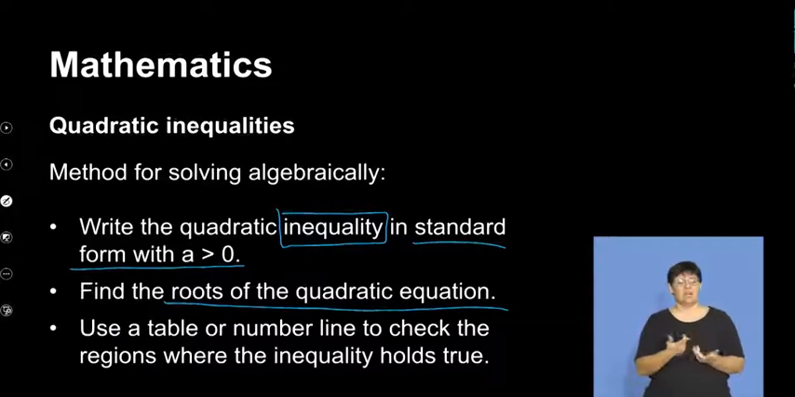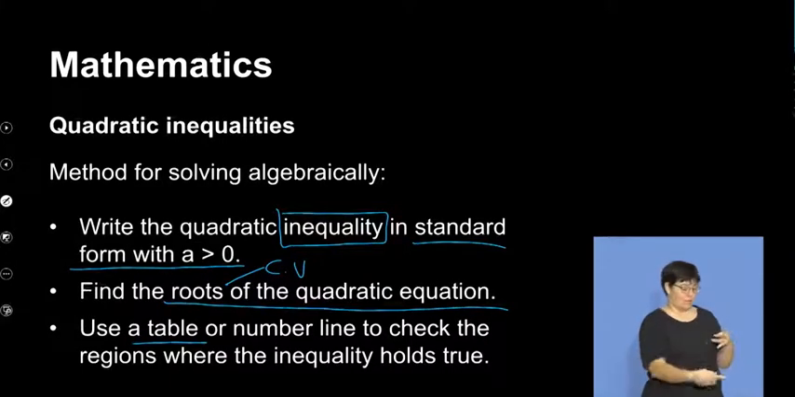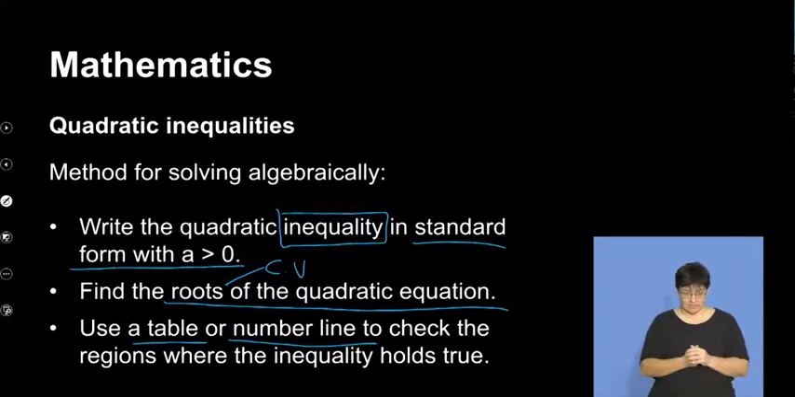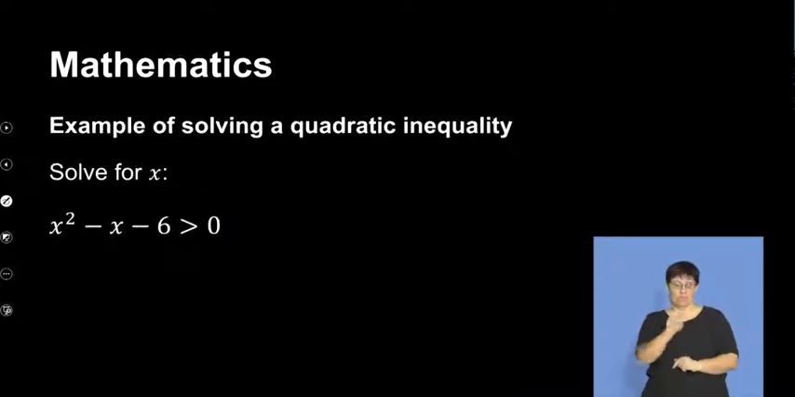The other word for roots, we normally call it the critical values, which I will just say is CV. So it's like the critical values. That's where we're going to use our starting point. So the two roots that you're going to find will be our starting point to talk about the solution. You then use either a table or a number line to check whether the regions of that inequality hold true at all times. Because remember, it's all about making the inequality true.